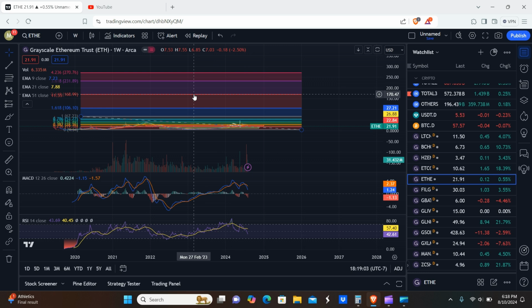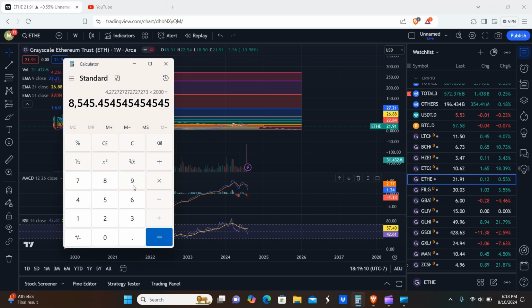So 105, 170, roughly about 230 and 270 on ETH. So 270 divided by 22. Yeah, this is pretty much about the return I would expect the underlying to have. Ethereum is pretty much right about there, maybe a 10 to 15x on Ethereum. So 24,500, that's pretty good.